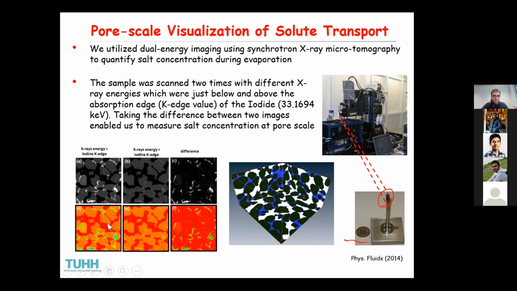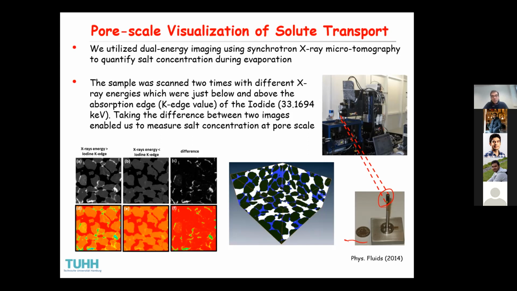So let's look at this picture at the bottom. This is exactly the same as the top. I just changed the color map here to highlight my point. Let's focus on panel D. Here, the orange color is the sand grain, the red color is the air phase, the pores invaded by air. And anything else you see here is the liquid phase, but with different colors because it has different concentrations.